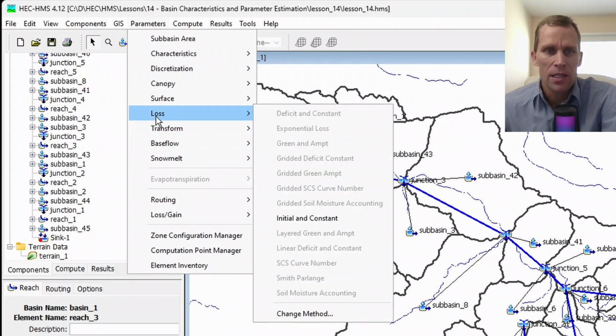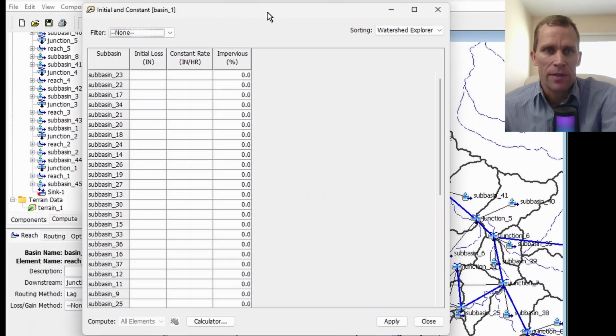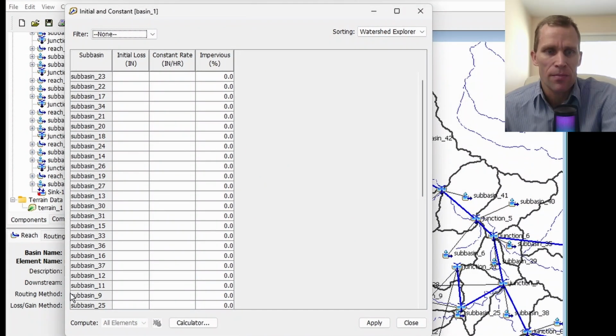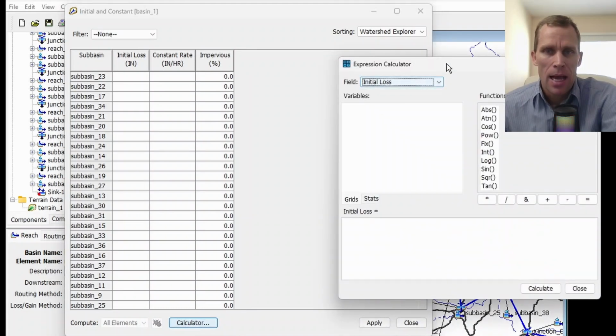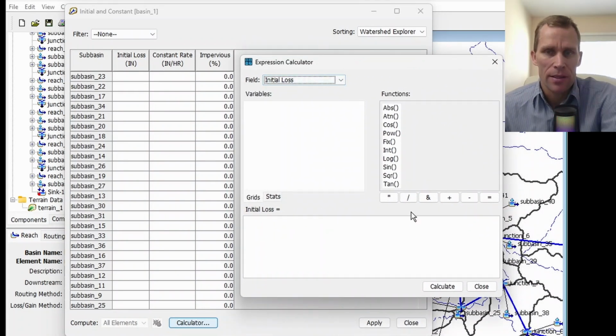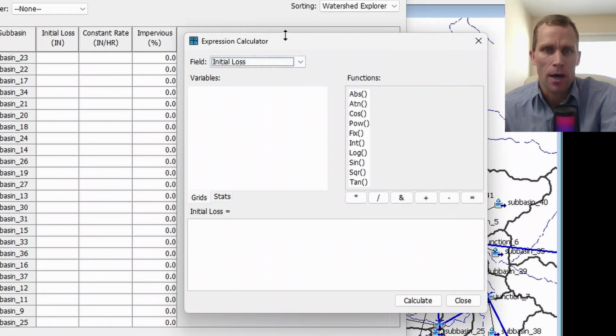So if I click on loss and then go to initial and constant, I have a dialog box here for each of the subbasins with columns for initial loss, constant rate, and percent impervious. So these are all default values, either 0 or blank. And then down at the bottom of this dialog box is a calculator button. So if I go ahead and click that, you have a calculator, a dialog box that gives me a lot of different options.